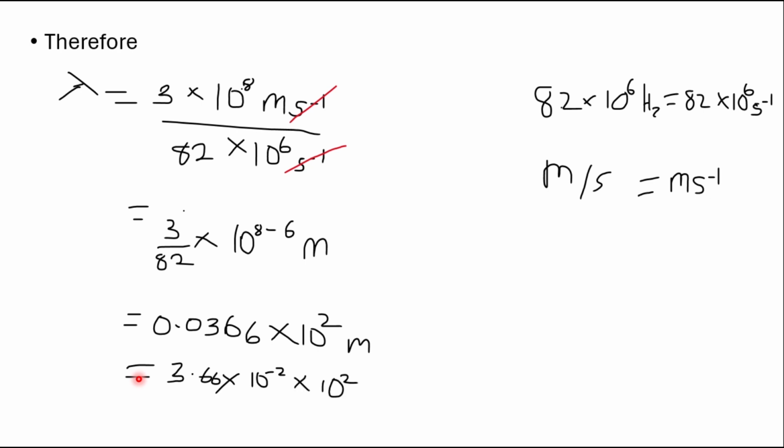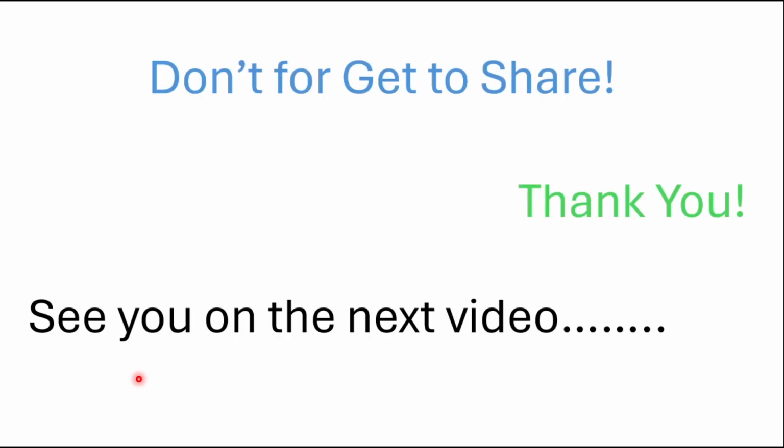which is going to give us 0.0366 times 10 raised to power 2 meter, which is equal to 3.66 times 10 raised to power minus 2 times 10 raised to power 2 meter. So 10 raised to power 2 minus 2 cancel 10 raised to power 2. We have 3.66 meter.